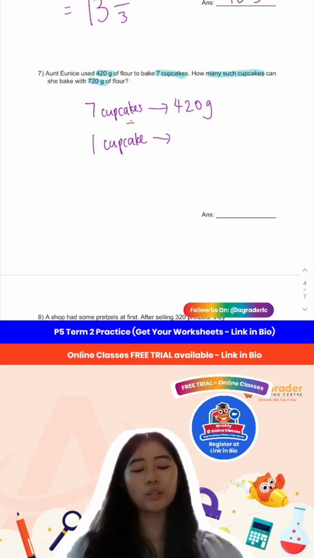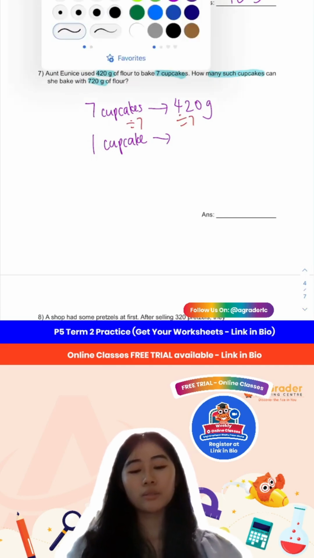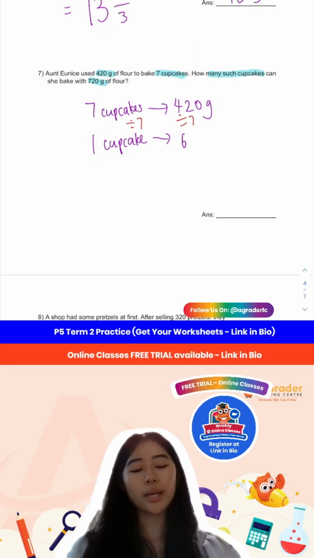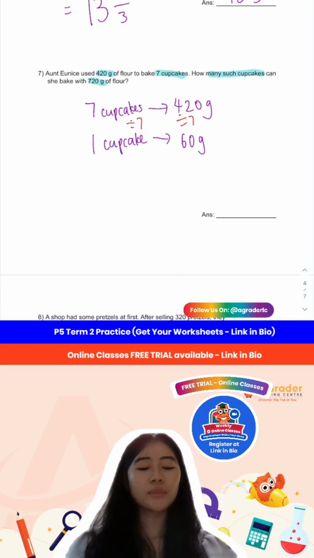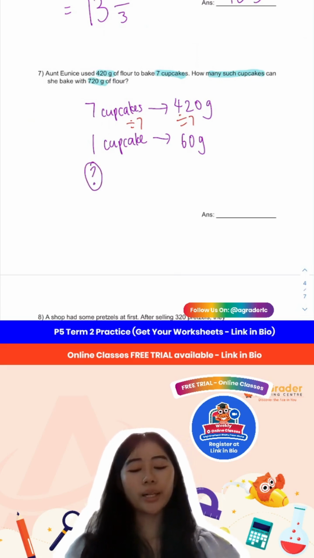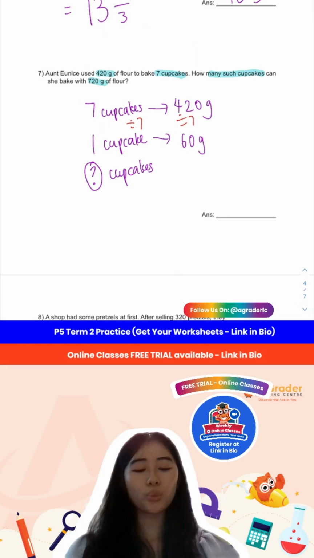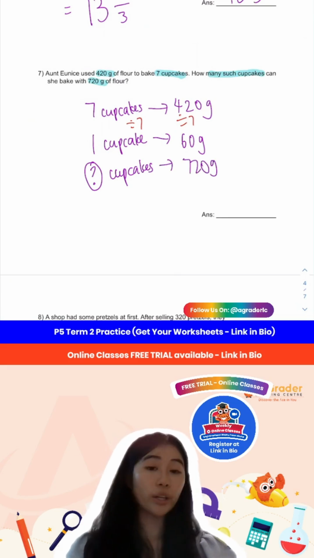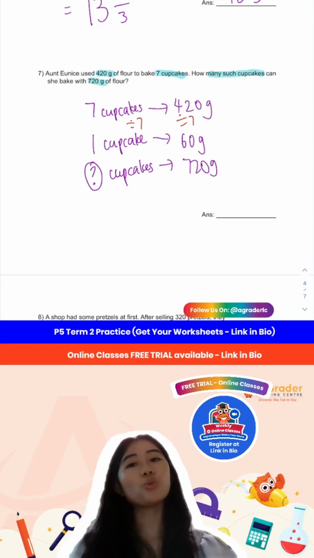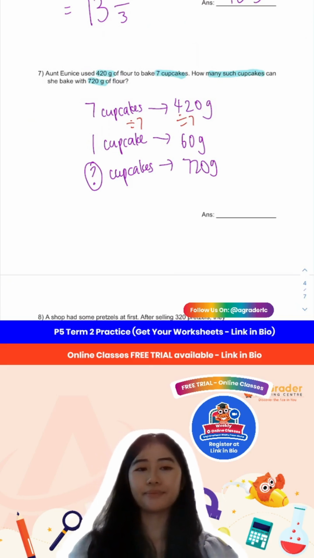Okay, let me change the color. So once you divide by 7, you will get 60 grams, which is for 1 cupcake. So you're supposed to find out how many cupcakes you can bake with 720 grams of flour. So what sort of working should you do here? What working should you do in order to find the answer? Is it a multiplication or is it a division sort of working?